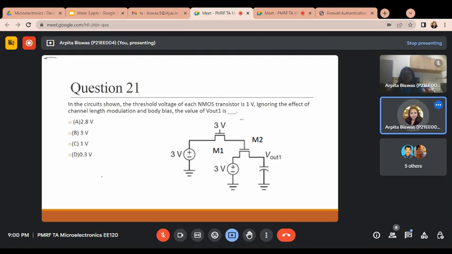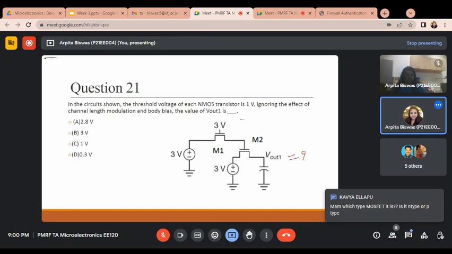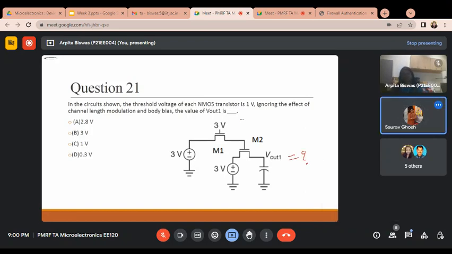In the circuit shown, the threshold voltage of each NMOS transistor is 1 volt. Okay, threshold voltage is given, and ignoring the effect of channel length modulation and body bias, the value of V output 1 is. So you have to find out. Ma'am, 1 volt is the answer. 3 minus 1 minus 1, madam. 1 volt is the answer. It's a simple pass transistor concept, madam. So in this point also, 2 volts, madam.